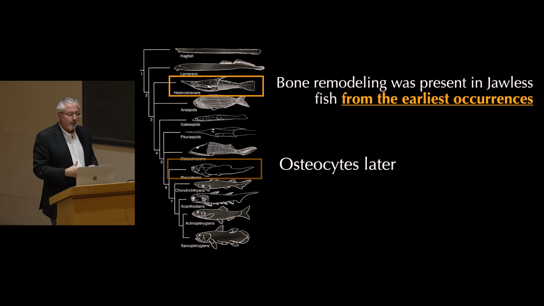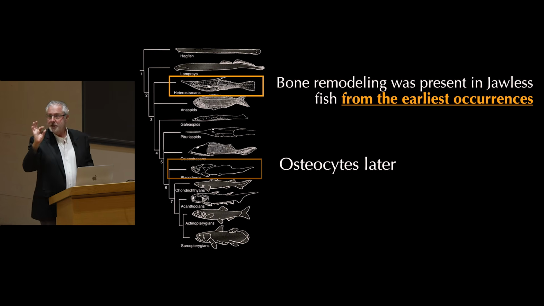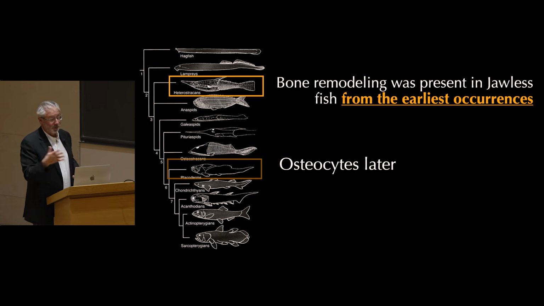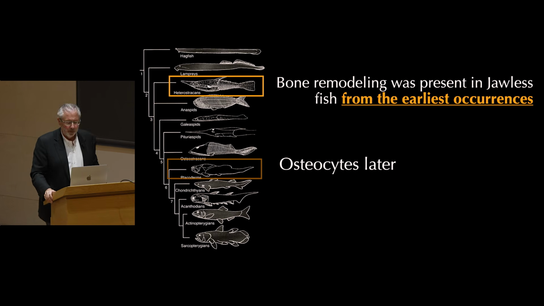And so from the fossil record, when we look at that interior part of the bones, bone remodeling was present in jawless fish from their earliest occurrence. Osteocytes came later, and it seems like that's significantly later in time. Now that opens up a whole new question.